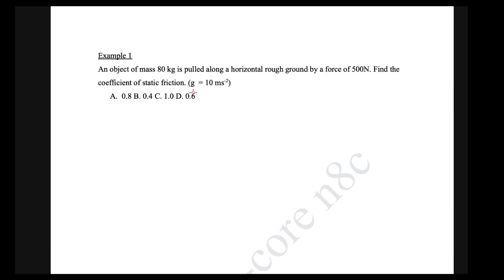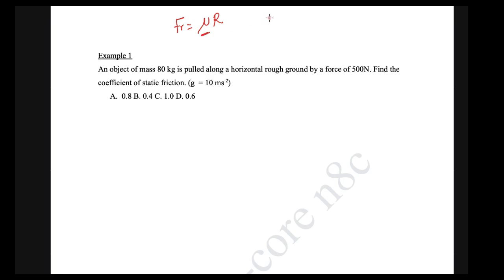Let's go. Now, we have that an object of mass 80 kg is pulled along a horizontal surface, rough ground, by a force of 500 Newton. Find the coefficient of static friction. Now, before I continue further, let me say emphatically that the formula for frictional force is mu multiplied by normal reaction, where this mu is called coefficient of friction.